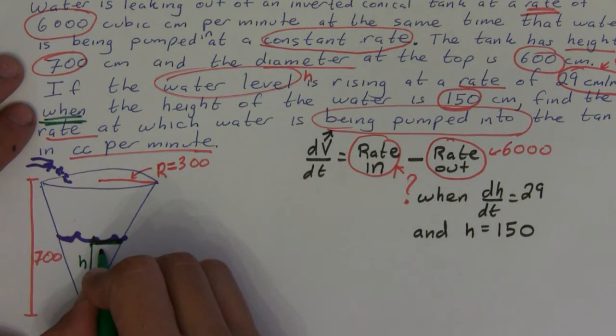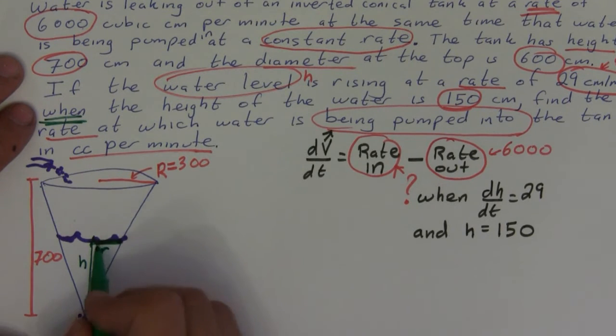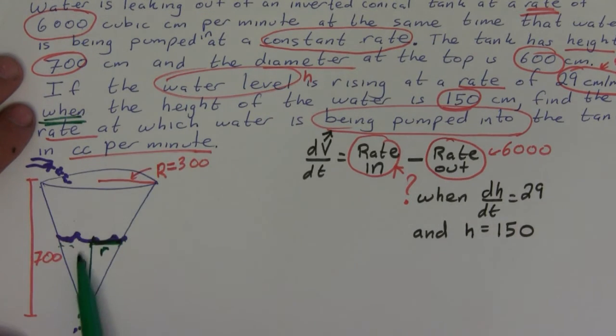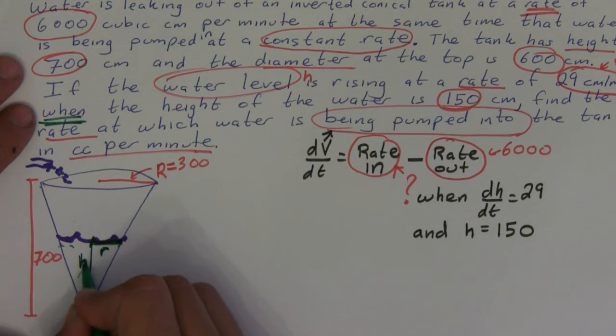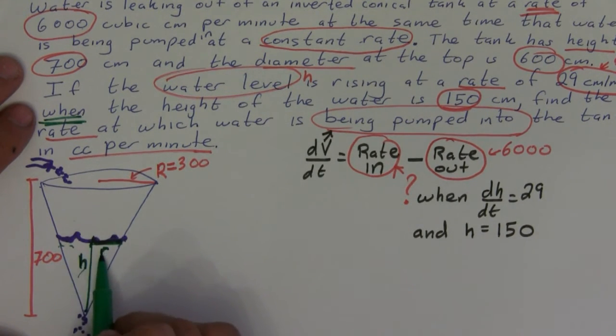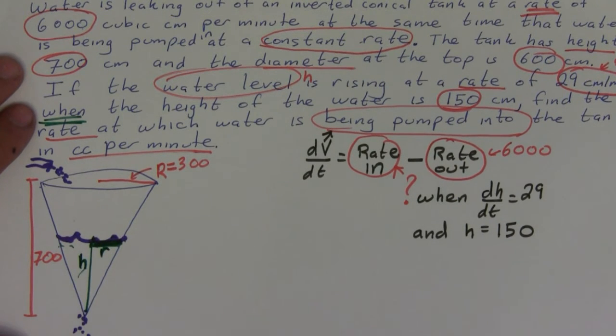And here, I'm going to call this little r, the radius. See how we have another, smaller cone inside, made up by the water, the body of water inside of the cone. So here we have little h, which is the water level, and little r is the radius of the cone created by the body of water inside of the cone.